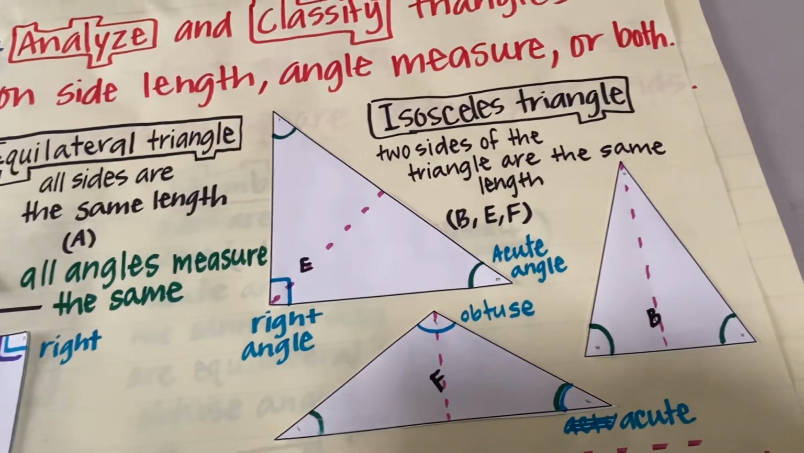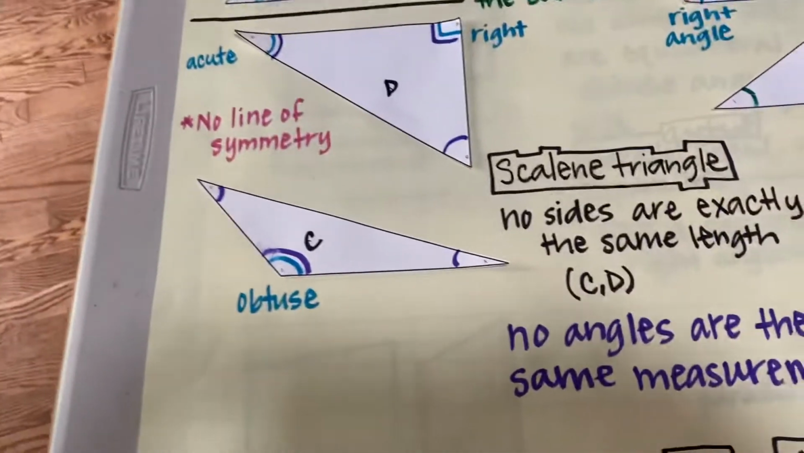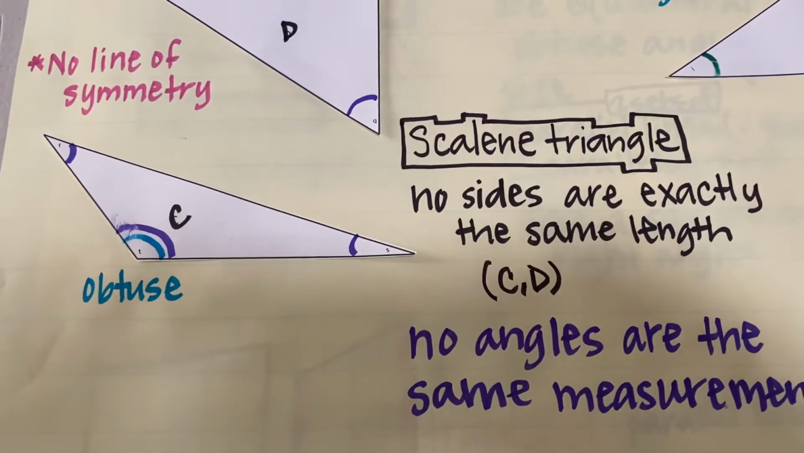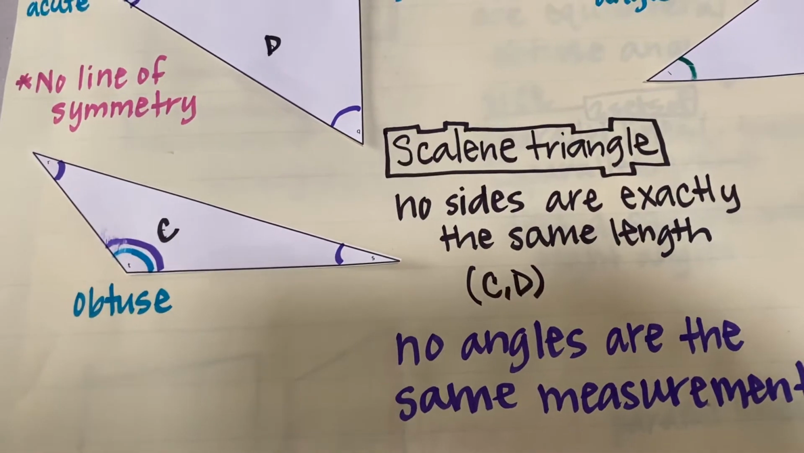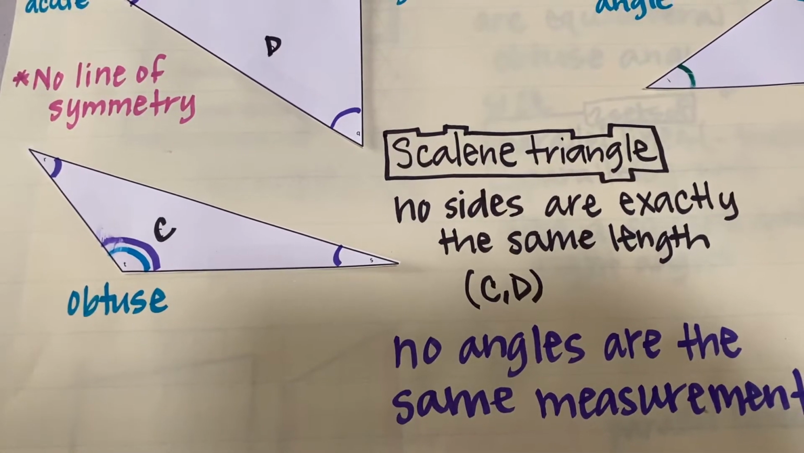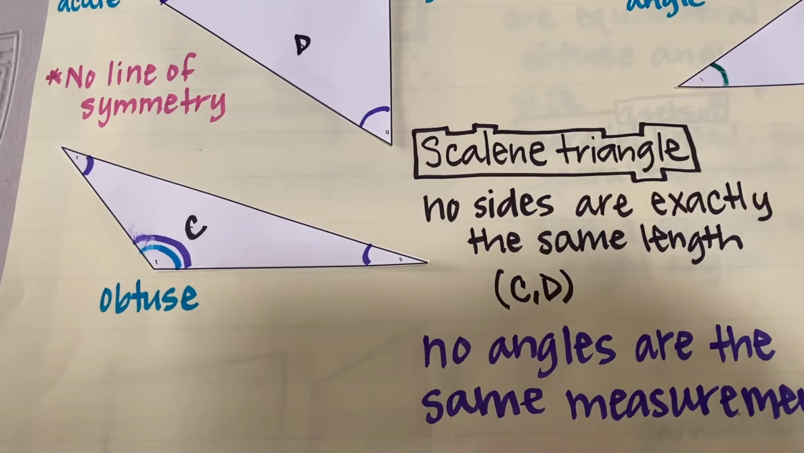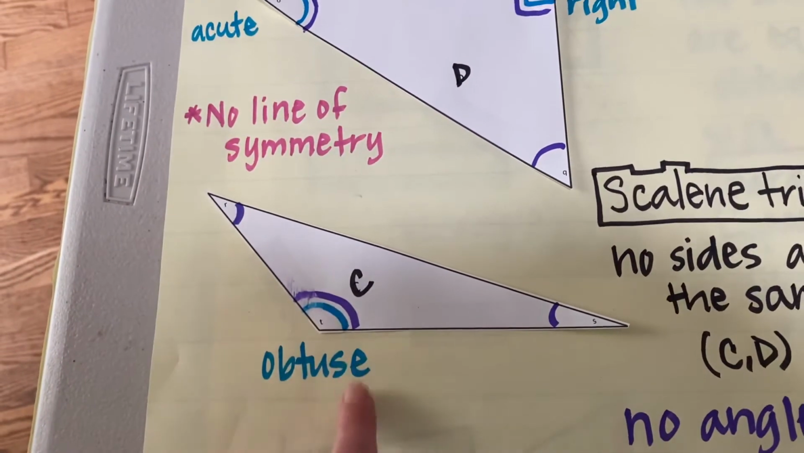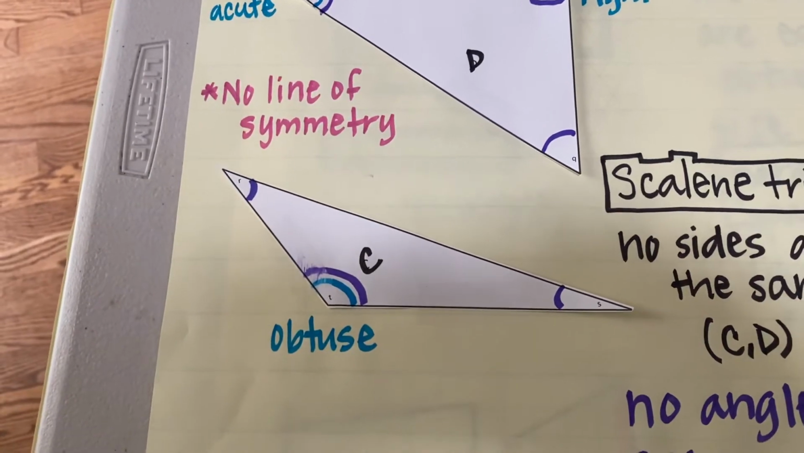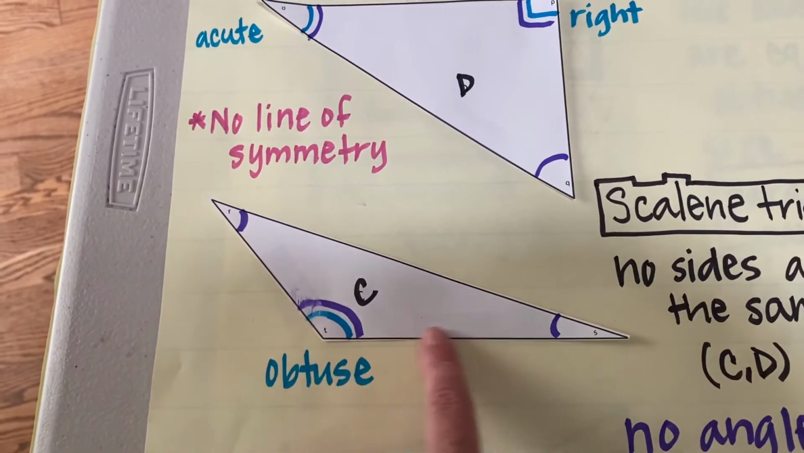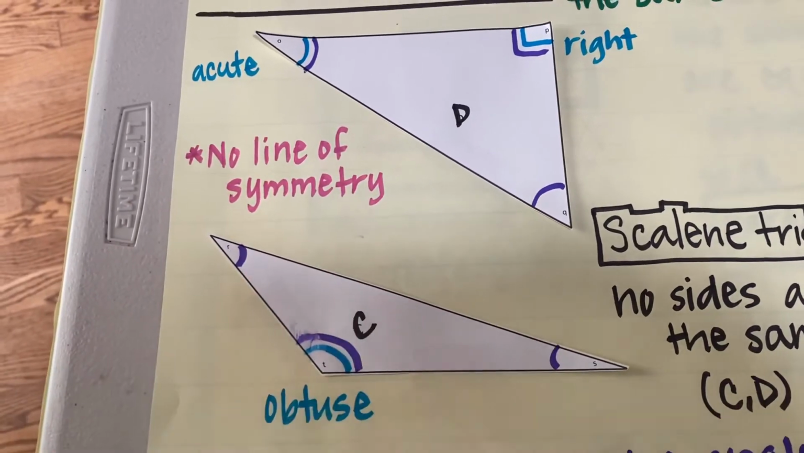Okay. The third type of triangle that you will see is what we call a scalene triangle. A scalene triangle has no sides that are the same length. They also do not have any angles that measure the same. You will notice on this scalene that there's two acute and one obtuse. There is no line of symmetry because it will not give the same length of sides.